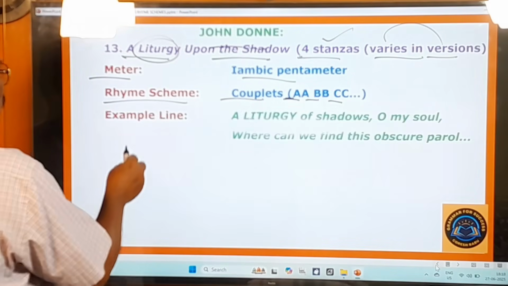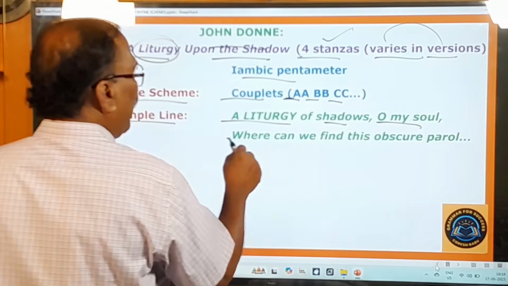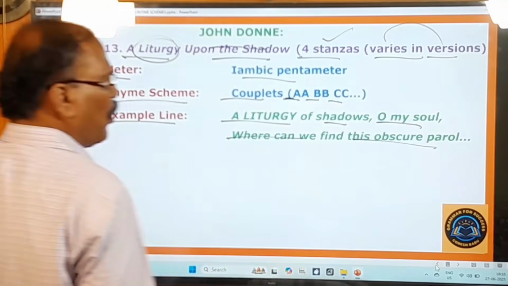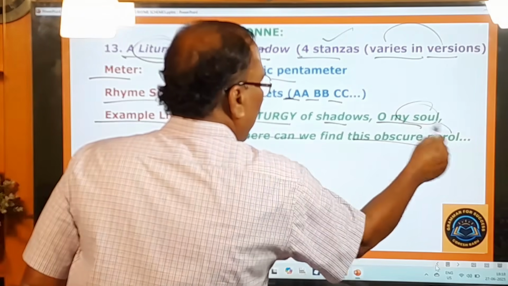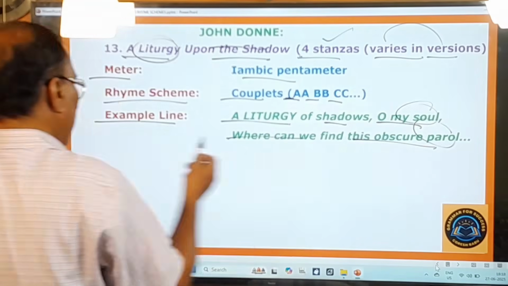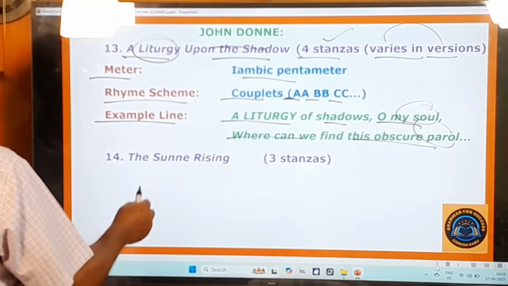And here you pay attention. Example line: a liturgy of shadows, oh my soul, where can we find this obscure parole? Soul, parole, something like that. Now you move on to the next poem of John Donne, The Sun Rising.